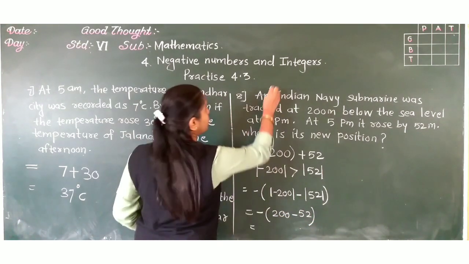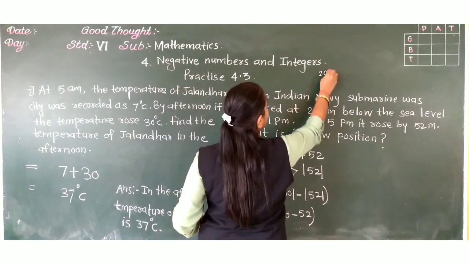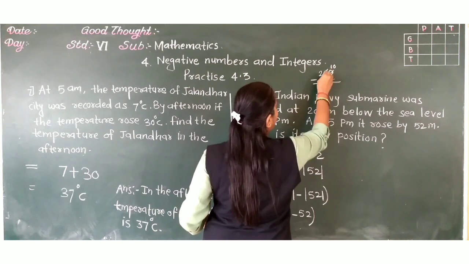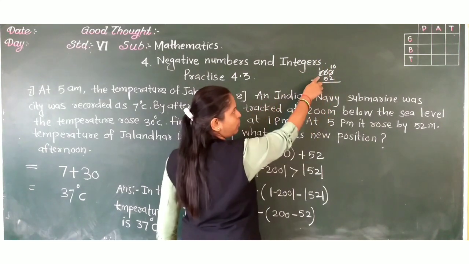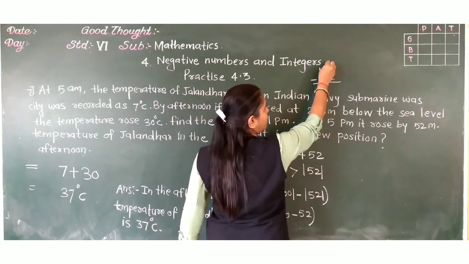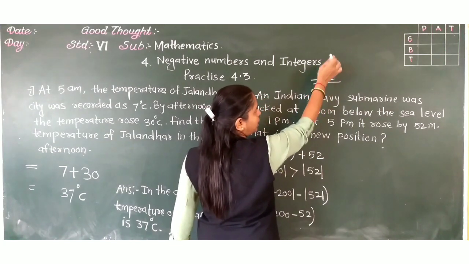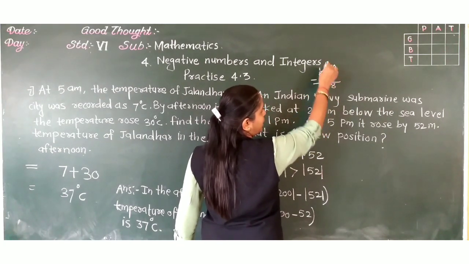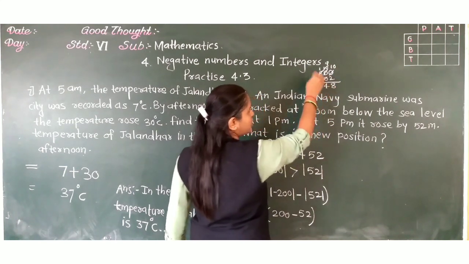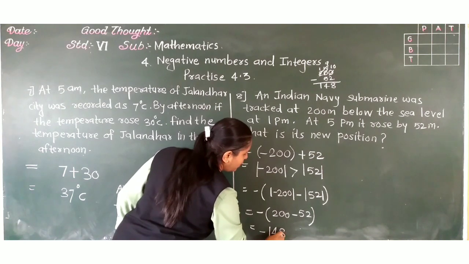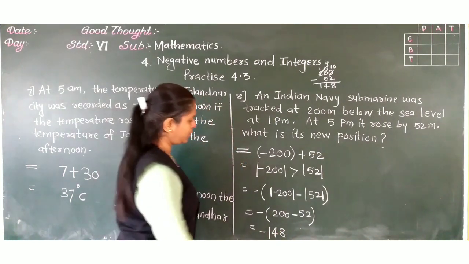If you don't know, do it vertically. Okay? We have to borrow 1 from 2. So here 10. Again from 10 we have to borrow here. So here 9 will remain, here 10. 10 minus 2 is 8. 9 minus 5 is 4. And 1. That is minus 148 meters.